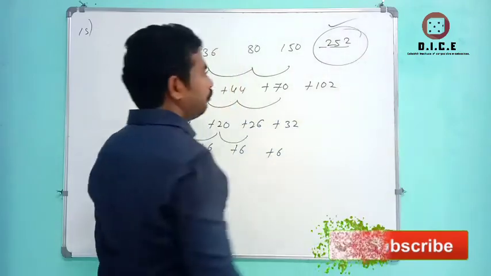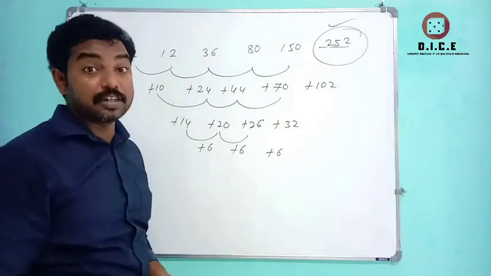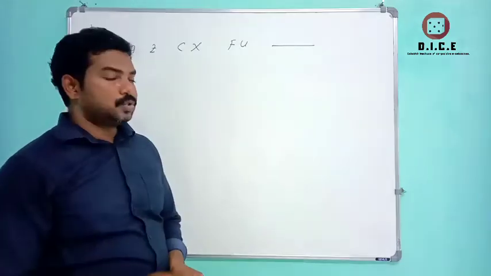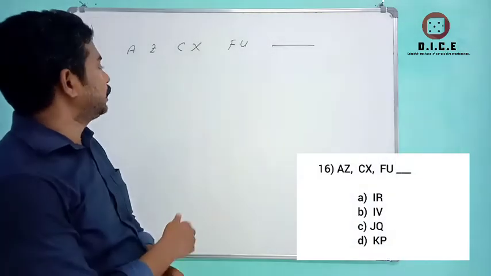So the answer is 252. This is the case of double difference of the numbers. This is also a difference, but it's the case of double difference of the numbers. So if you see question number 16, this is said to be letter series.